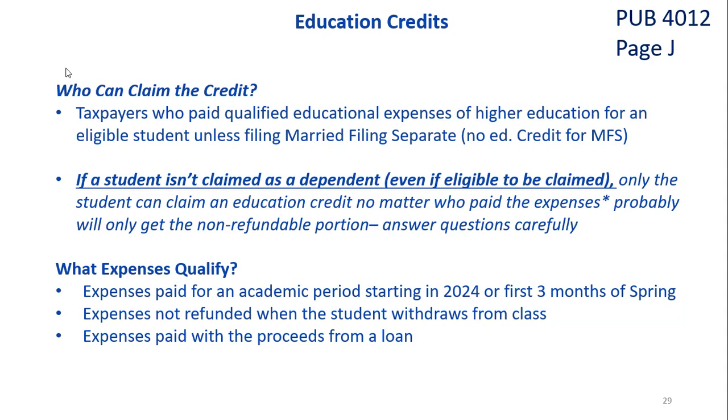If the student isn't claimed as a dependent, even if they're eligible to be claimed as a dependent, then only they can take the education credit. So if mom and dad choose not to claim their child as a dependent, then they can't take the education credit for that dependent student. If that dependent student chooses to file their taxes and mom and dad are not claiming them and they try to take an education credit, chances are they're only going to get the non-refundable portion.